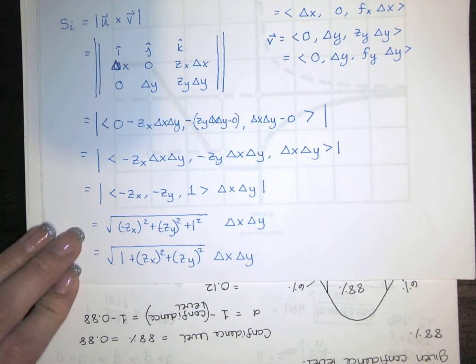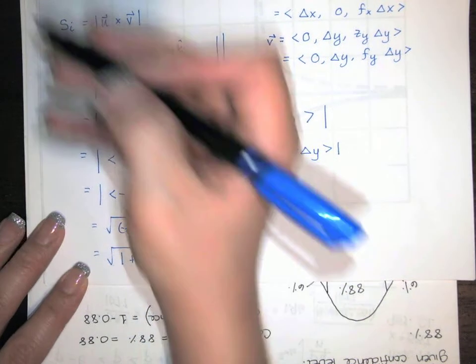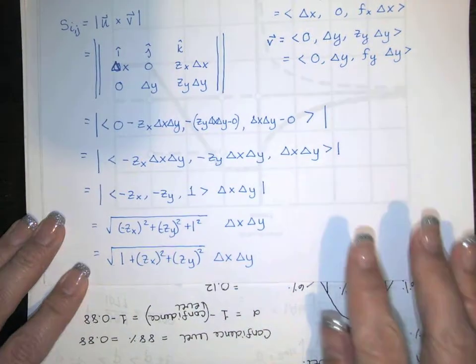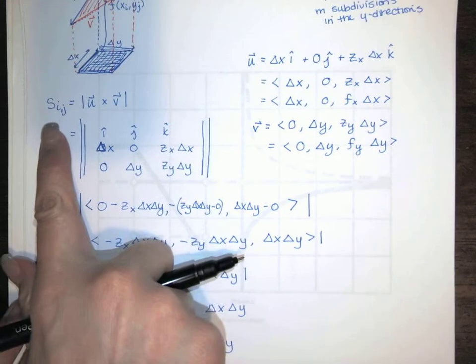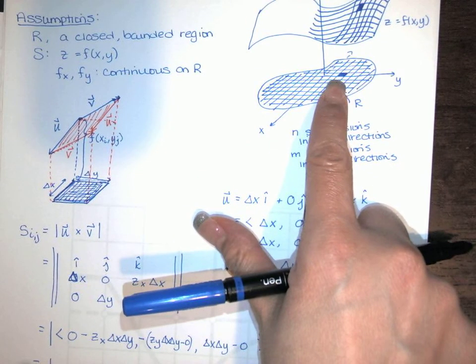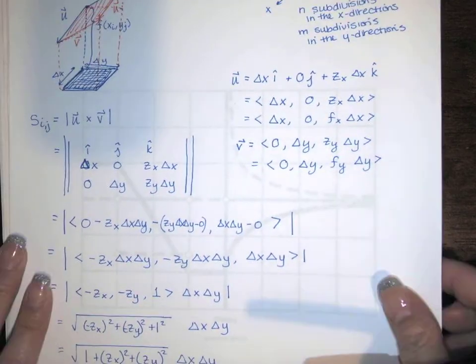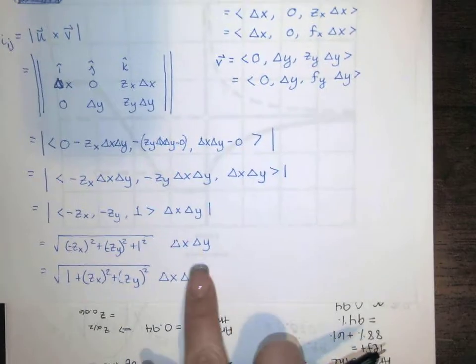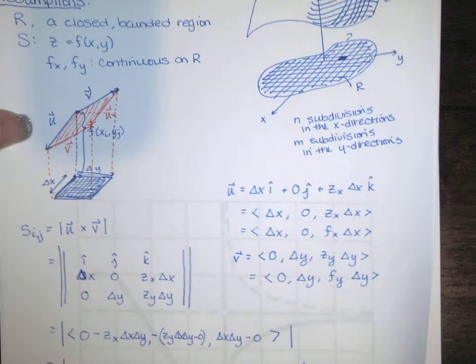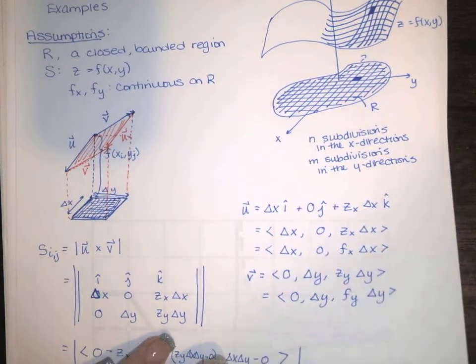All right. Now I didn't write x sub i, y sub j on all of this. I guess I should have done that over here as well. But this is the surface area of the ith jth parallelogram that lies above a little rectangle like this in the xy plane. So that's one of them. Now, if I want the total surface area, I need to add those up.